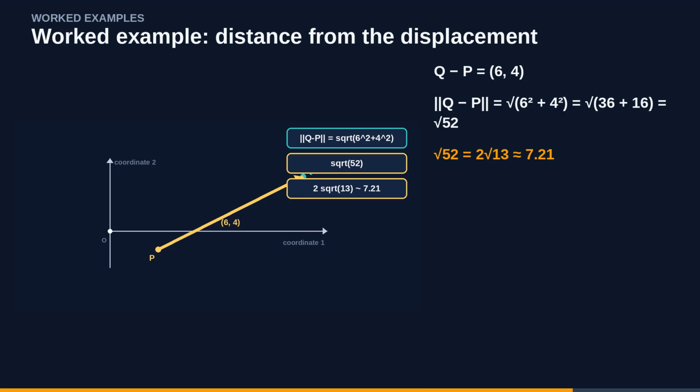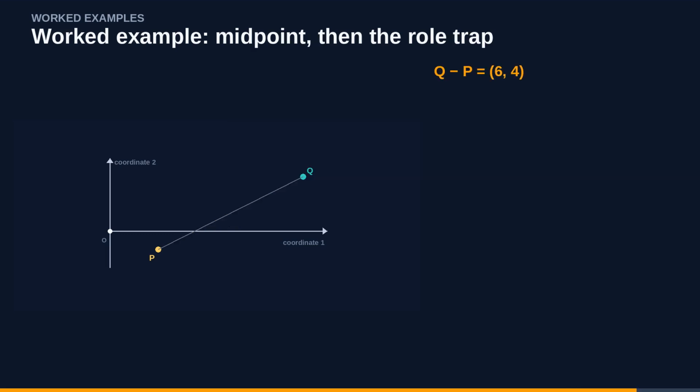The trap, treating 52 as already simplified, or adding the two entries instead of summing the squares, both miss the Euclidean length. Find the midpoint between P and Q, the point halfway along the same ordered pair used as an arrow a moment ago. Average each coordinate. 2 plus 8 is 10, half of 10 is 5. -1 plus 3 is 2, half of 2 is 1. The midpoint is 5, 1, a point, not an arrow, even though we use the same numbers. The midpoint is 5, 1.